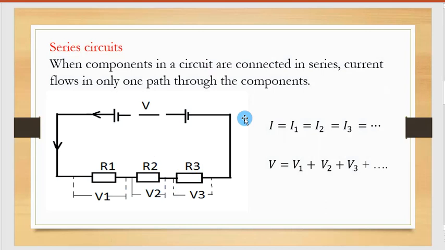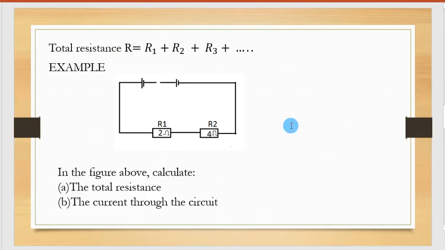So what I'm saying is, from here we can conclude from what we have seen that the total resistance for components connected in series, R, is equal to R1 plus R2 plus R3, plus more if there were many, just like that. So using this idea, let's look at this example.